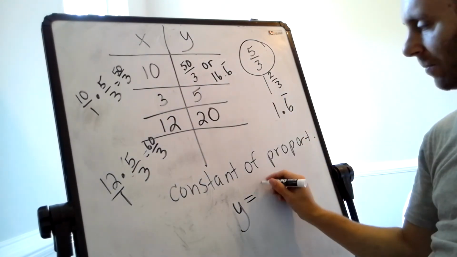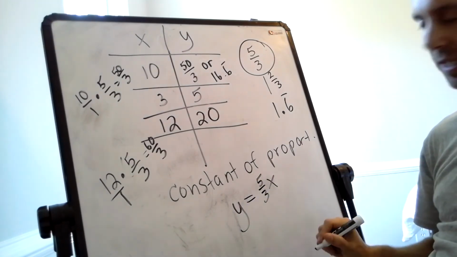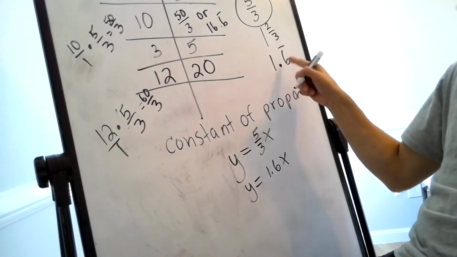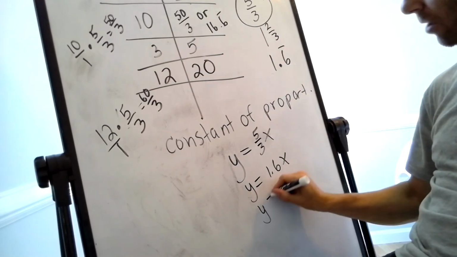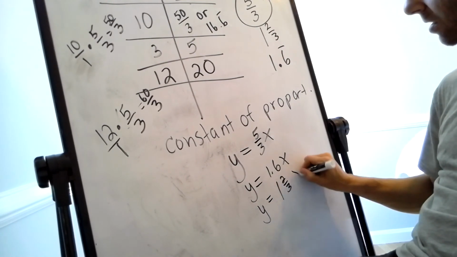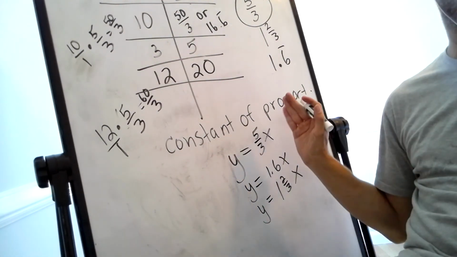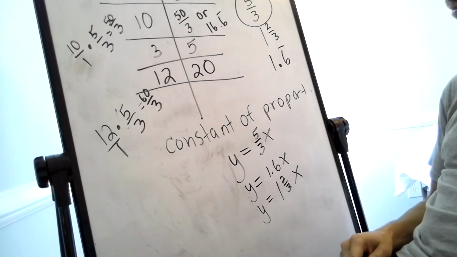So we would have accepted many different things. We would have accepted 5/3 times x equals y. We would have accepted y equals 1.6x, because that's the same thing as 5/3. And we would have even accepted y equals 1 2/3 times x. Remember, you don't write times, you just write the x. And that would have been your answer for that one.